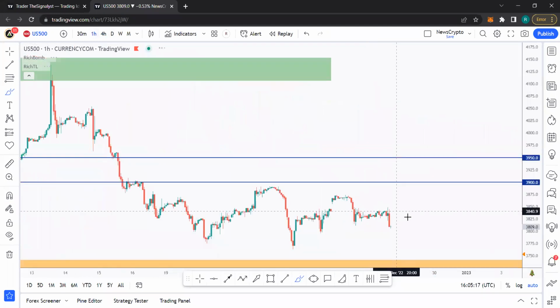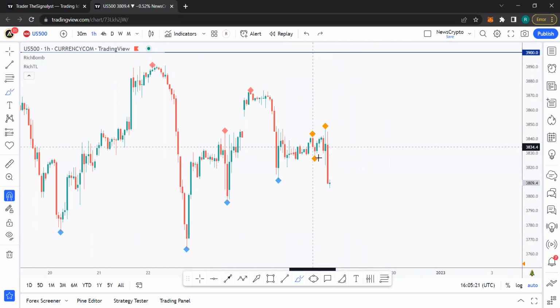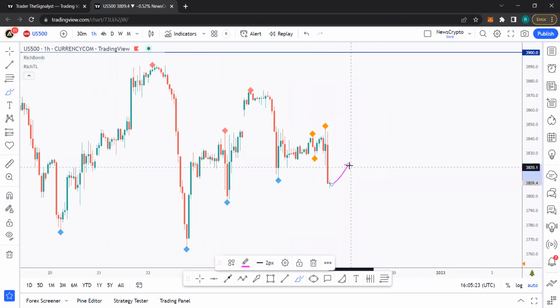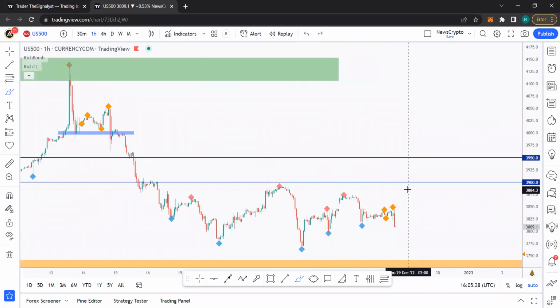If you zoom into H1 time frame, a couple of hours ago, we broke below this low. We might have a retest and then we trade lower again. So this is basically it. I can't really say much because we are choppy.